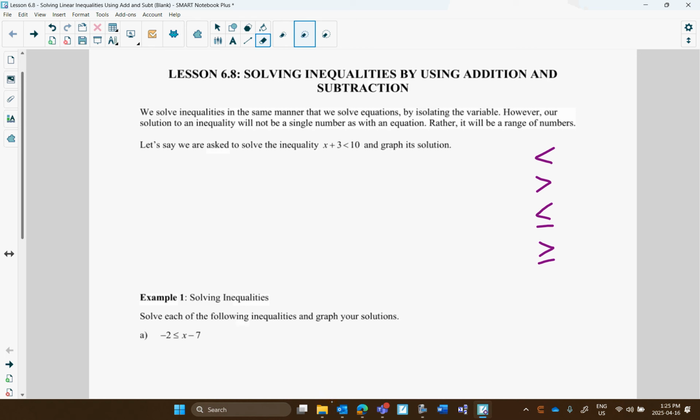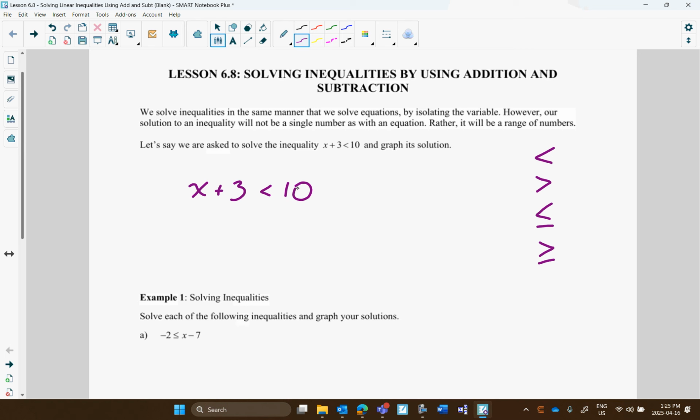Now, we can actually solve inequalities. We solve them the exact same way we solve equations. Get the variable by itself, except we don't use an equal sign. We use one of these symbols. So let's say we were asked to solve this. X plus 3 less than 10. So what numbers plus 3 will always give you an answer less than 10?